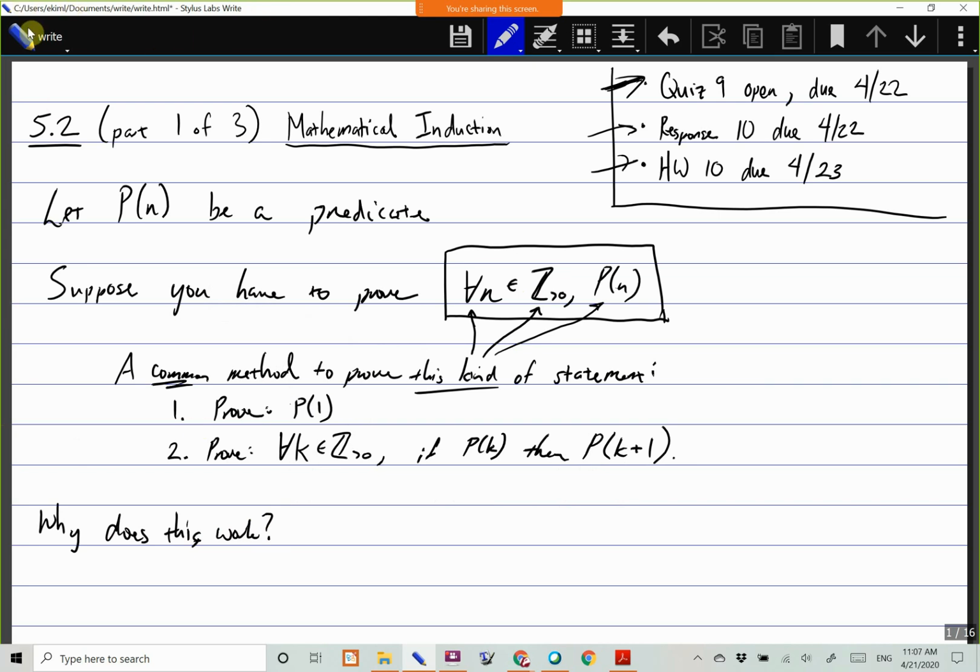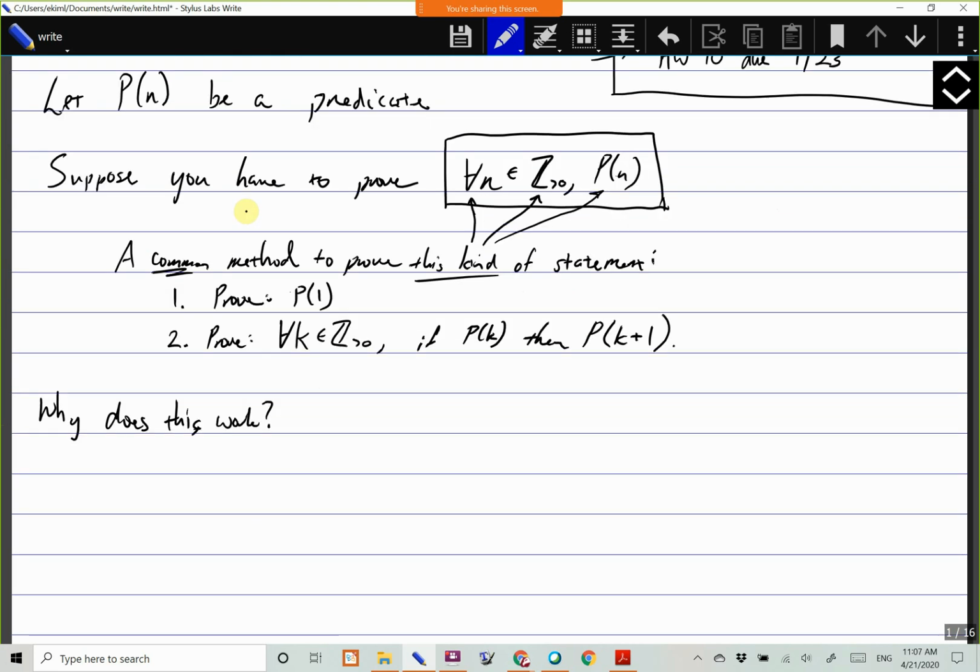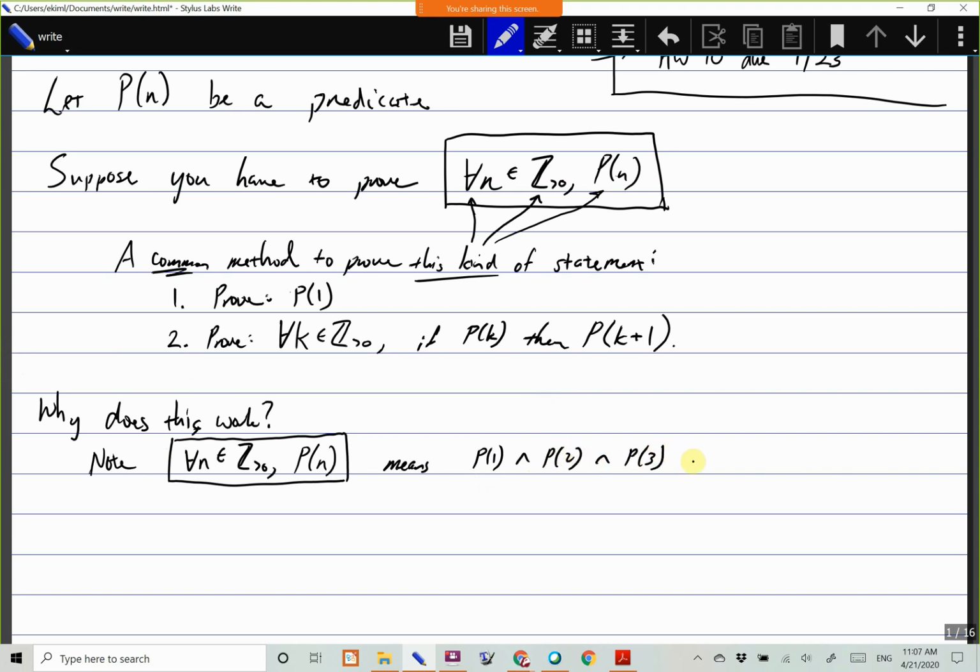It's important to note that the thing we were asked to prove in the first place is in the box up there. I'm going to rewrite it over here: for all n in positive integers, p of n. If you really write it out, expanding it, remember, a for all is like a repeated and. So if p of n has to be true for every n in positive integers, you really mean p of 1 needs to be true, and p of 2 needs to be true, and p of 3, and p of 4, and this goes on forever. That's what this boxed statement really means.